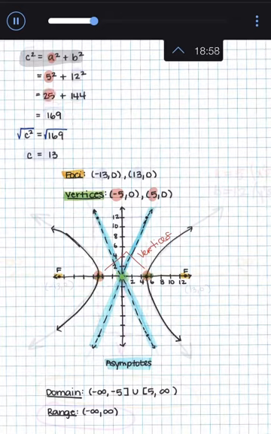So a squared would be 25. We said b is actually 12, which means 12 squared for the b squared to be 144. Well, that means c squared is going to be, well, I need to add these two up. 25 plus 144 will give me 169. Then to find c, since this is c squared, I need to take the square root of both sides of the equation. Well, the square root of 169 is 13.